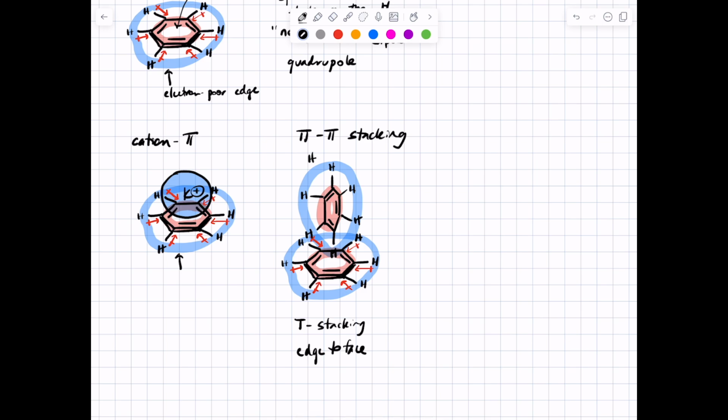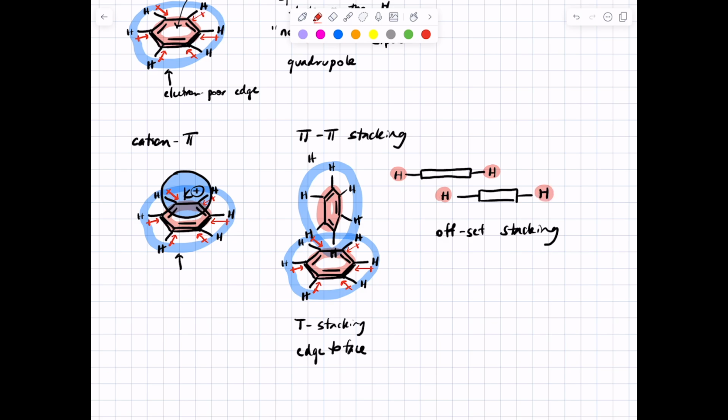The other thing you can see sometimes is, and I'll just draw a schematic of a benzene ring. It's a disk, and here are the hydrogens. If you remember that the face of the benzene ring is electron rich and the edge is electron poor, then this kind of offset stacking maybe would make sense.